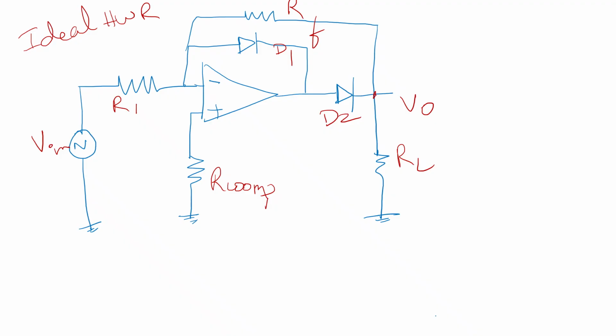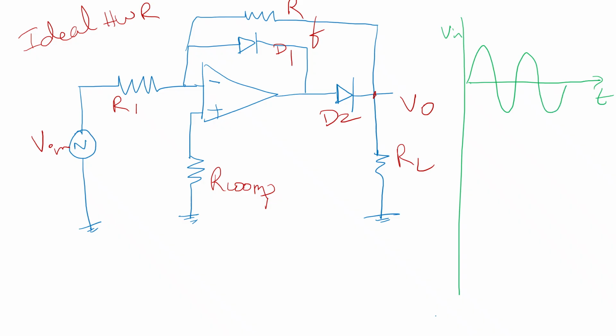This is an ideal half-wave rectifier. We'll check how to get the output waveform for this with respect to time. Vin is the sinusoidal wave which is fed into the negative terminal of the op amp.